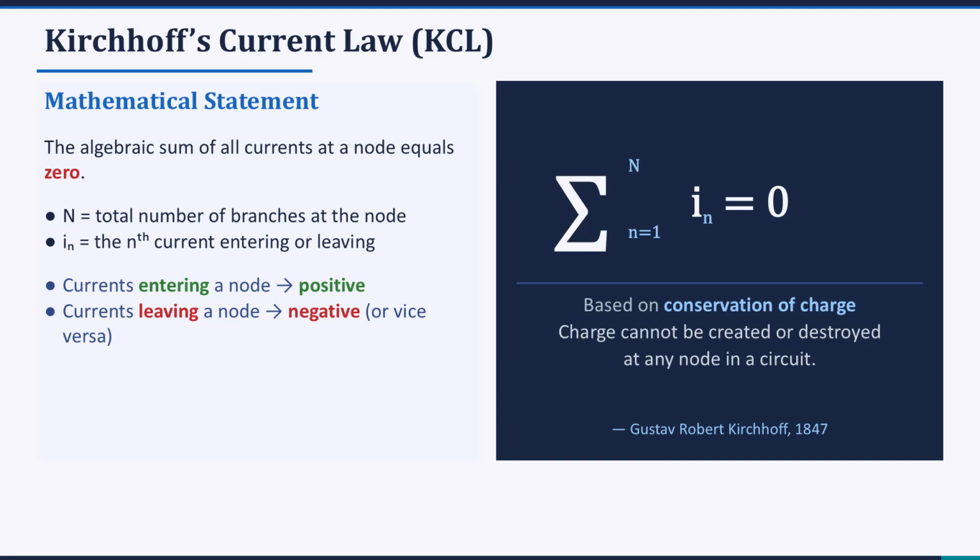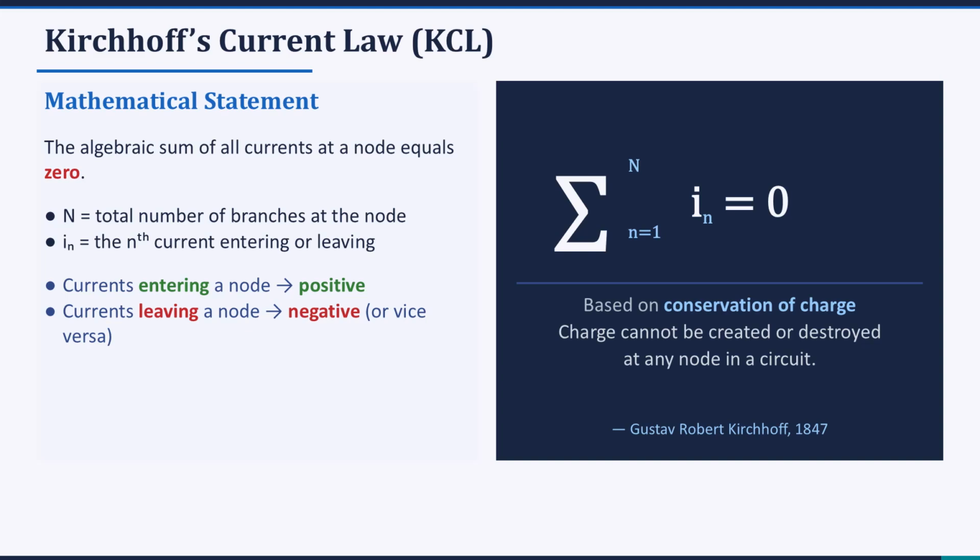Now, the sign convention is important. Currents entering a node are taken as positive, and currents leaving a node are taken as negative. Or you can use the opposite convention, entering negative, leaving positive. Both are equally valid. The result will be the same as long as you are consistent throughout your analysis.